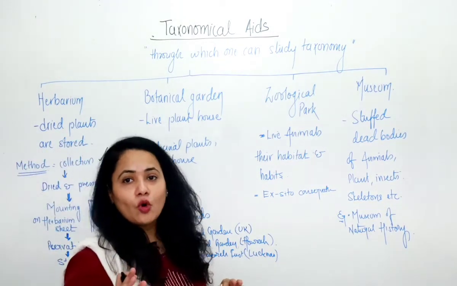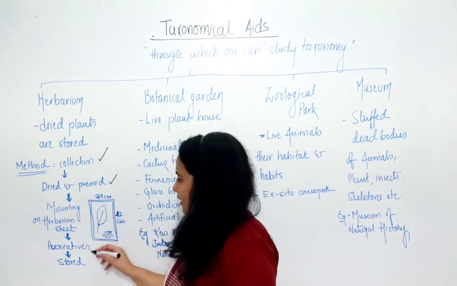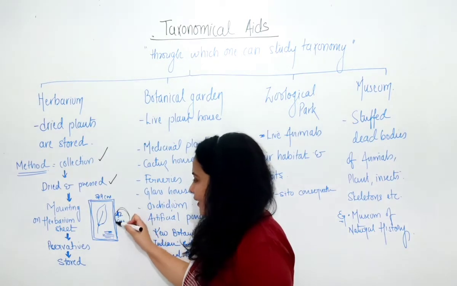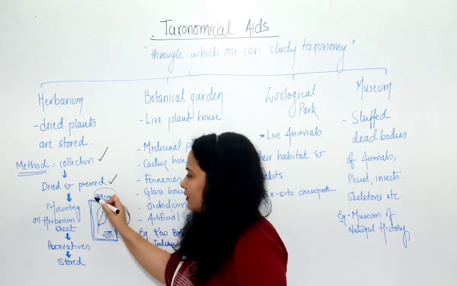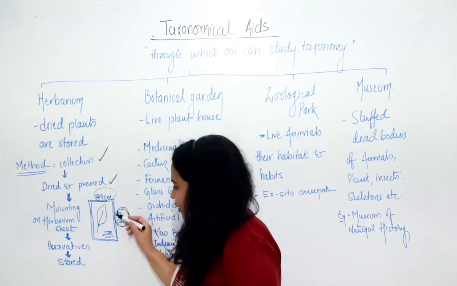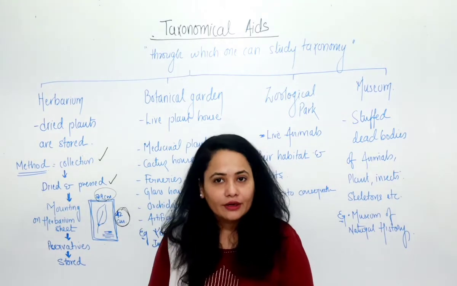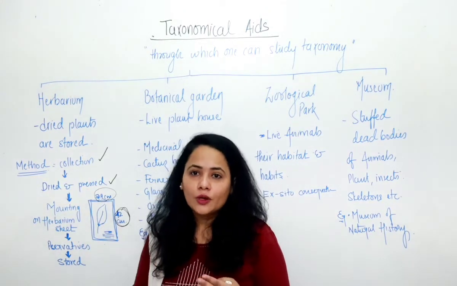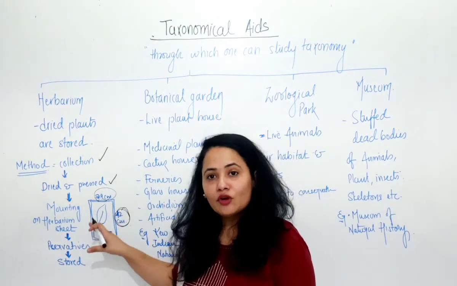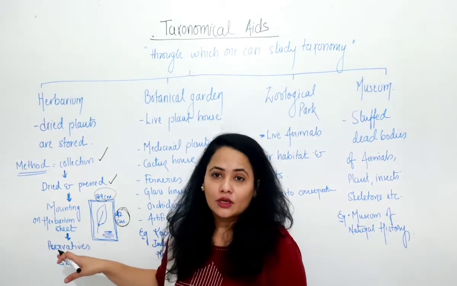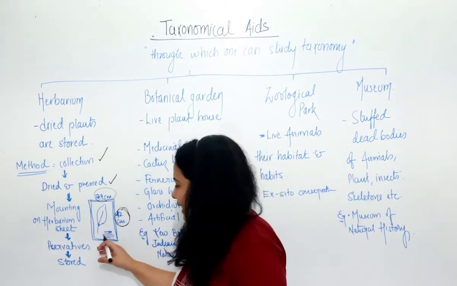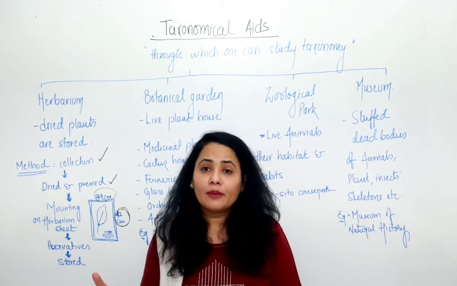Mounting is, as I have shown you on the board, a typical herbarium sheet is taken whose length is 42 centimeter. You have to remember this. Length is 42 centimeter and the breadth is 29 centimeter. So this kind of herbarium sheet is taken and whatever sample you have collected, maybe a flower, maybe a stem, maybe a small herb, is dried, pressed and placed over here. Placing the sample on the herbarium sheet is called mounting.